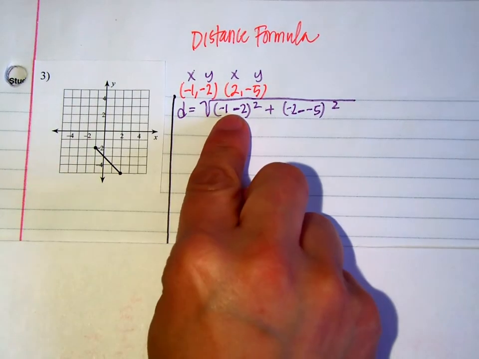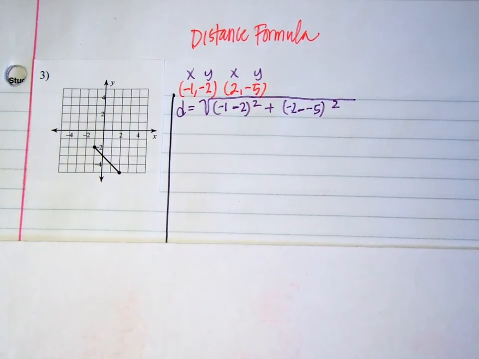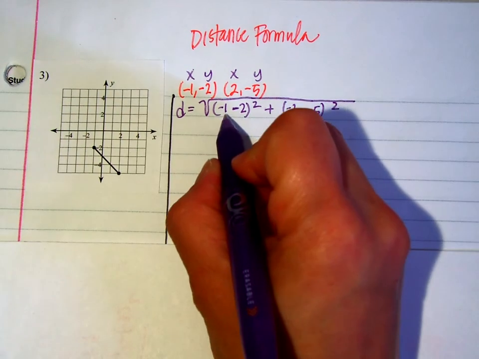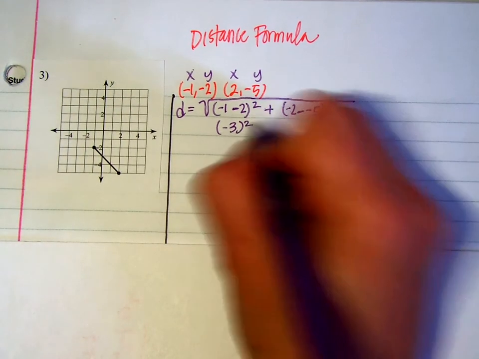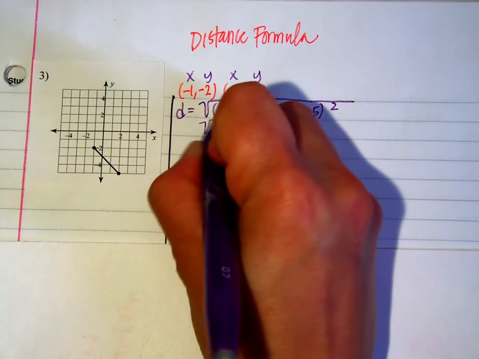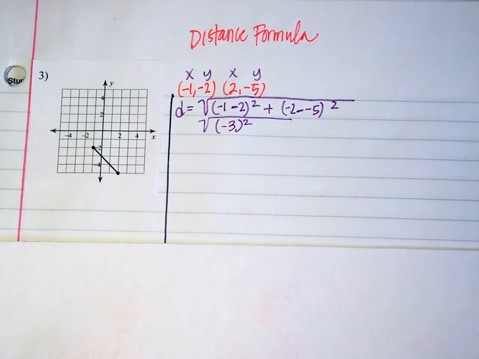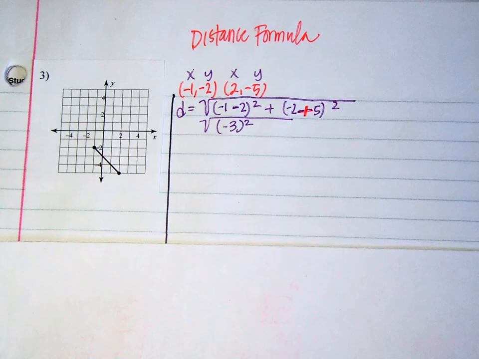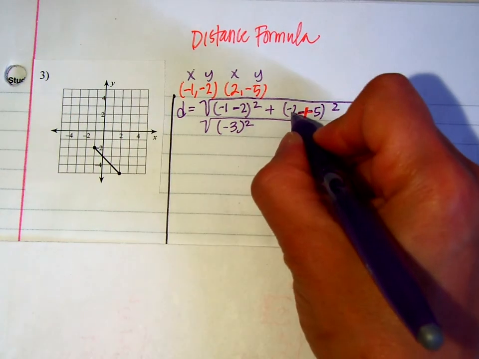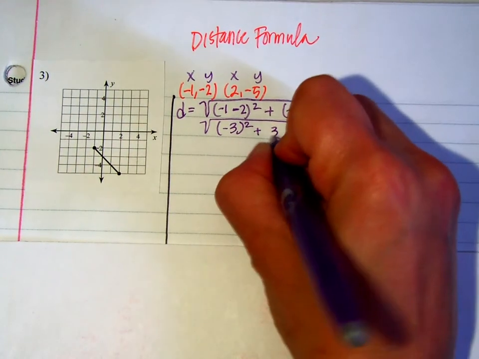So from here, there is no double negative, which means I get to just subtract the way I have it here. So negative 1 take away 2 is going to give us a negative 3 to the second power. Let me draw my square root. And here I have a double negative, which means I'm going to make this an addition sign. Okay? So that's negative 2 plus 5, and that's going to give me a positive 3 to the second power.